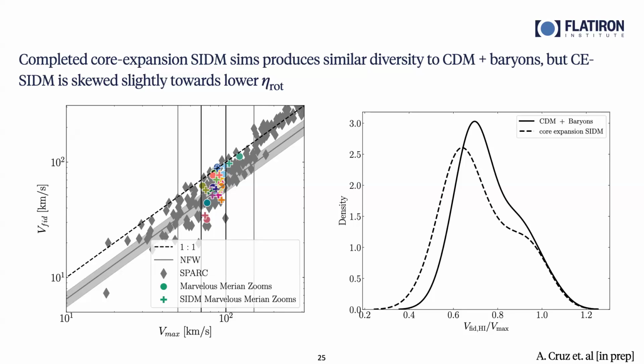So again, this is a proxy for how fast or slow you rotate in the central region. There is a slight shift in the core expansion case, so that's this dashed case, versus the solid case, which is the CDM plus baryons. So these things do tend to be a little bit more slowly rising in the SIDM core expansion case than in the CDM baryons case.